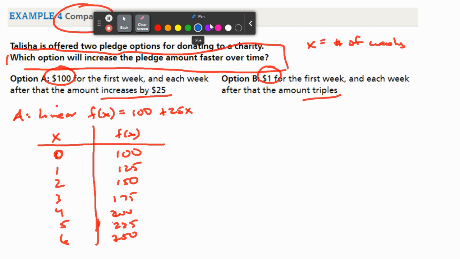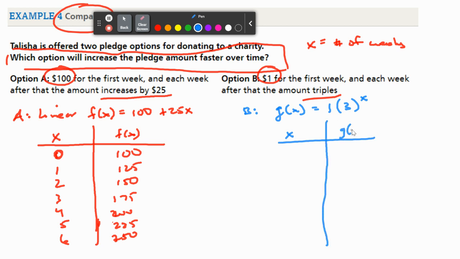Now let's come over here in blue, and let's do the exponential. So this is an exponential because you're tripling each time. So now, we'll call this g of x. Your initial amount is $1, and then you're tripling each week. So there's your function. So here's x, here's g of x.